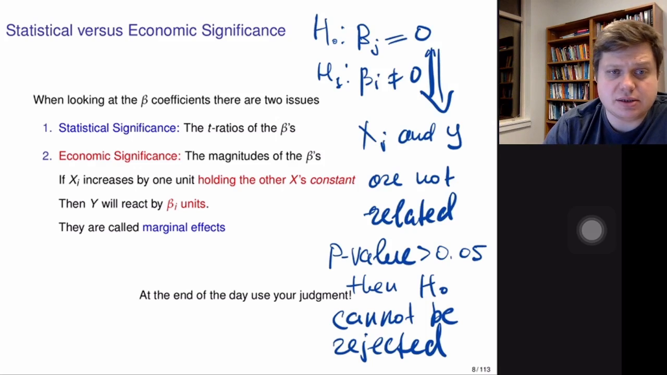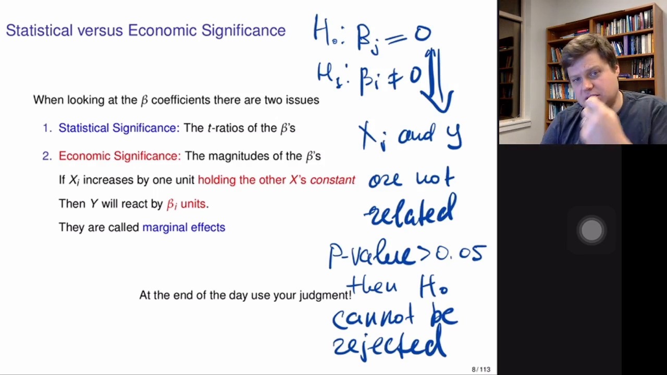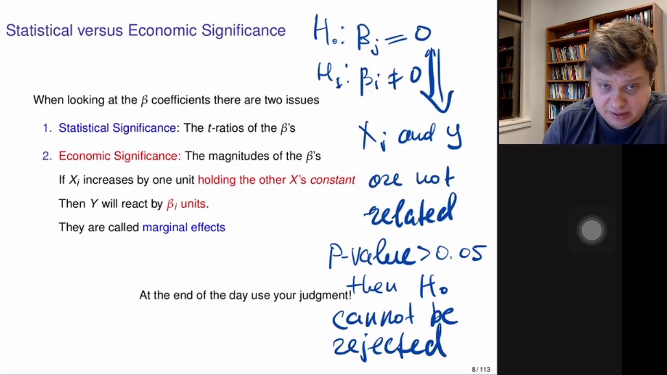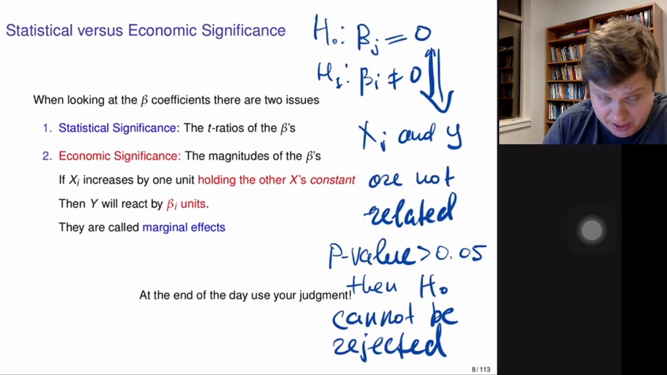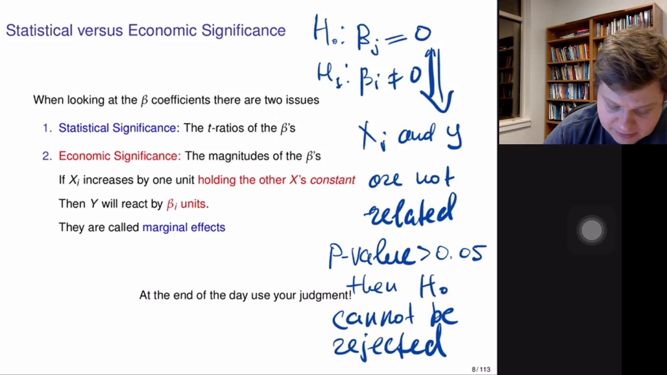And the next value is what is called economic significance. Economic significance is just the magnitude of this coefficient beta. You remember in the simple linear regression, the slope coefficient beta was measured in units of y divided by units of x.